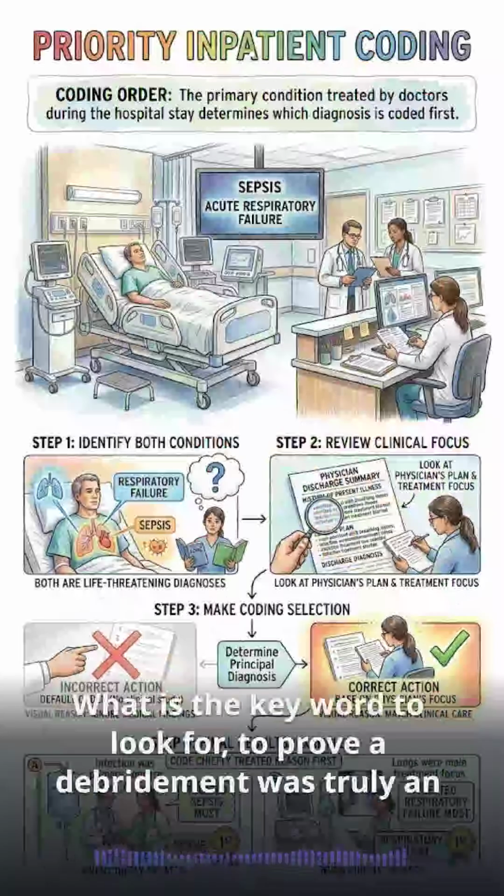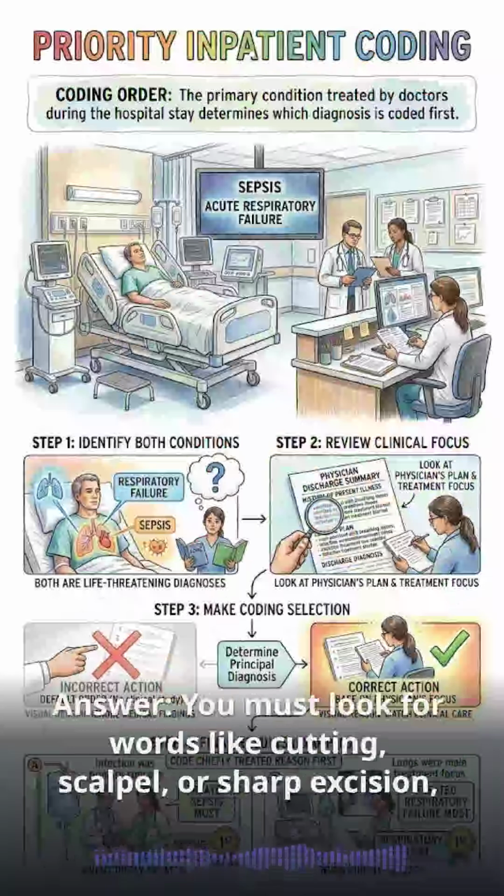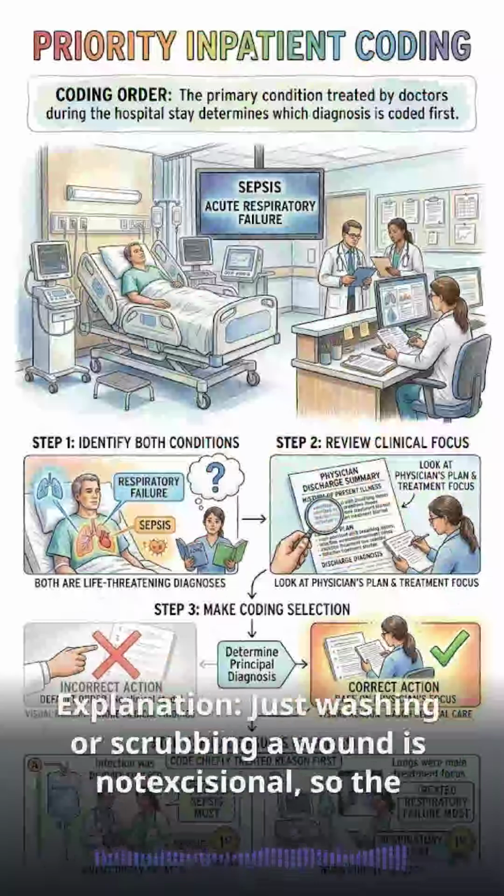82. What is the key word to look for to prove a debridement was truly an excisional procedure? You must look for words like cutting, scalpel, or sharp excision in the doctor's operative report. Just washing or scrubbing a wound is not excisional, so the doctor must use a sharp tool.